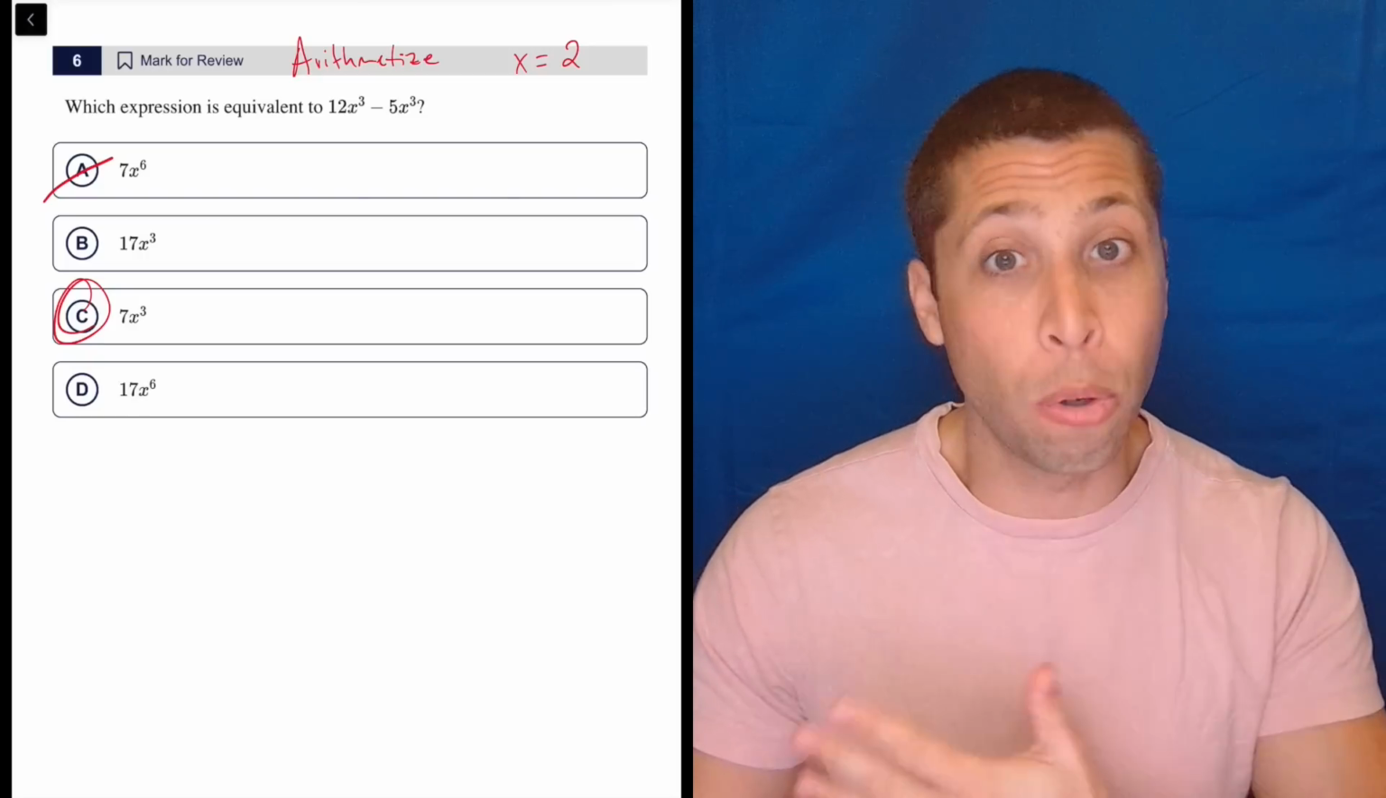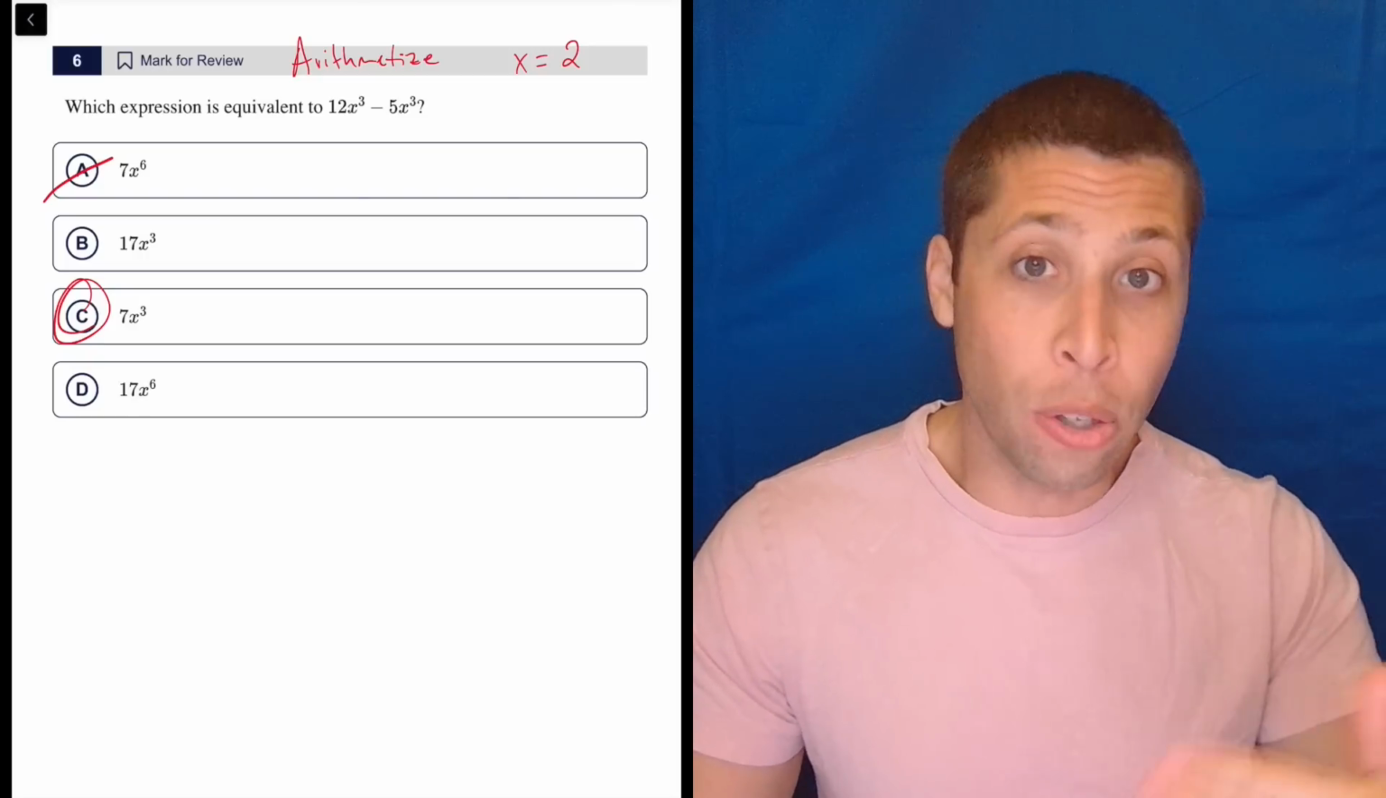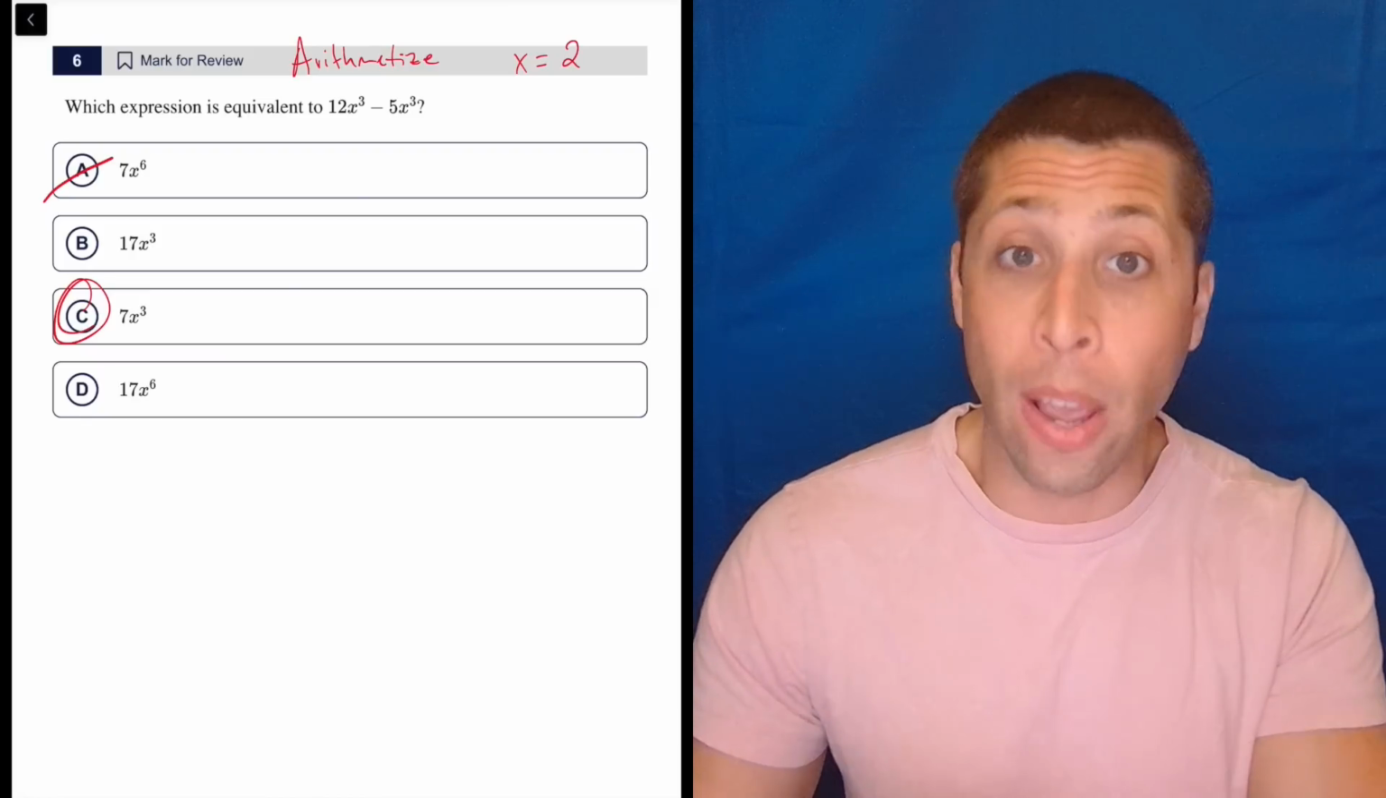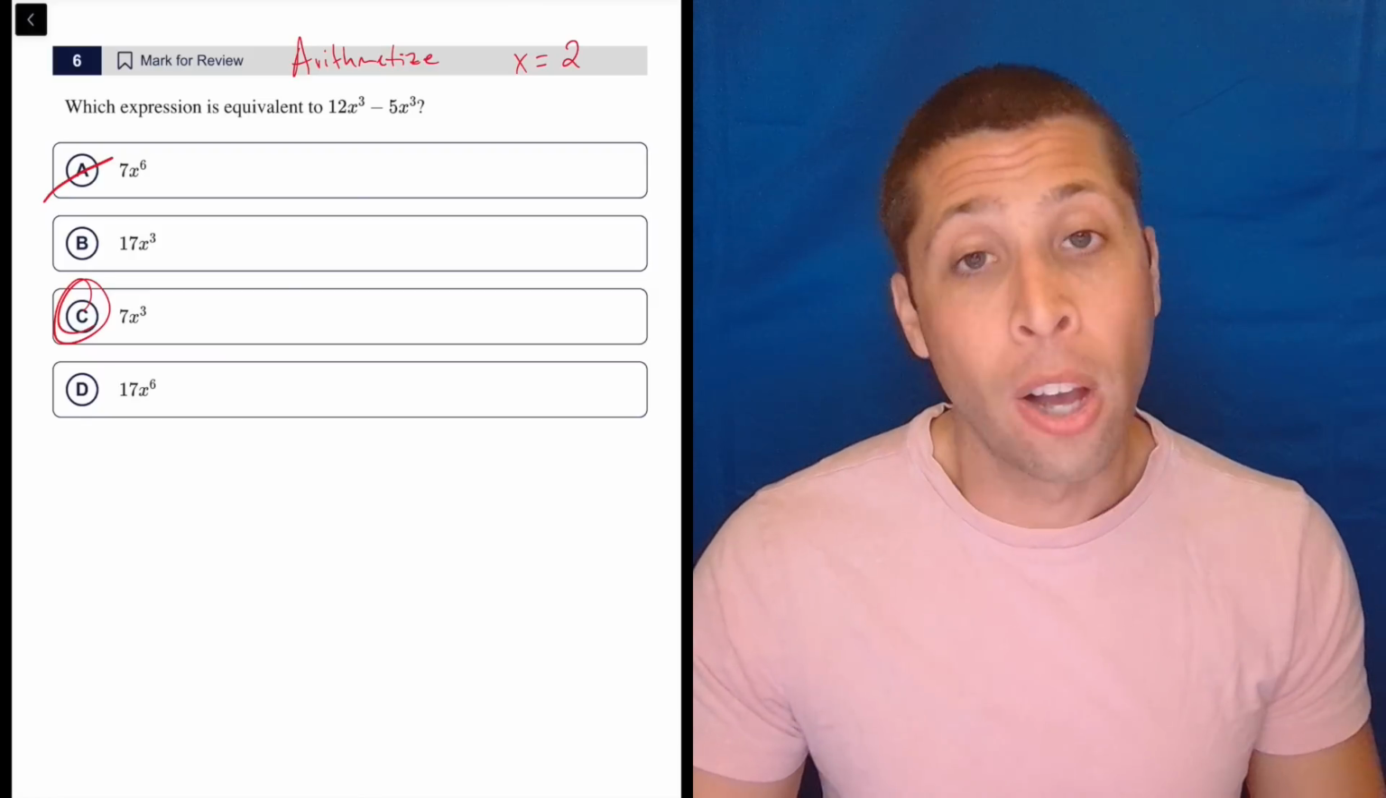So if you're looking to just improve your strategy skills, try to use the strategies in places where you don't need them. That way you can just get better at recognizing when they work, when they won't work, what kinds of numbers to pick, all sorts of things like that.